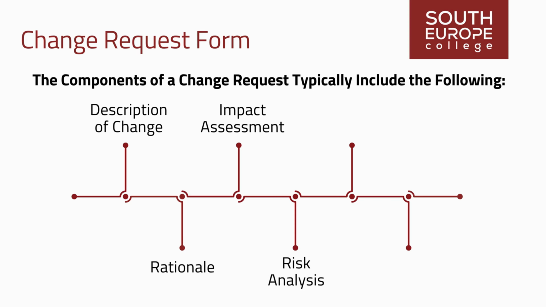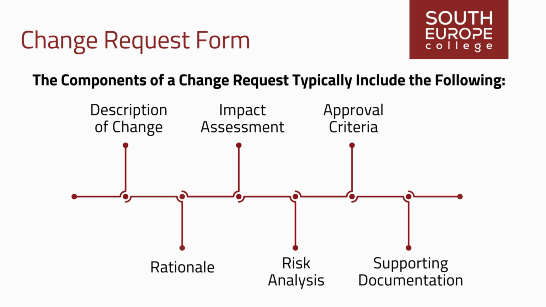Risk analysis. Identify and analyze potential risks associated with the change, including any mitigation strategies or contingency plans to address them. Approval criteria. Criteria or thresholds that must be met for the change to be approved, such as stakeholder consensus, alignment with project objectives, or compliance with organizational policies. Supporting documentation. Any relevant documents, data, analyses, or references that support the change request and provide additional context or justification.